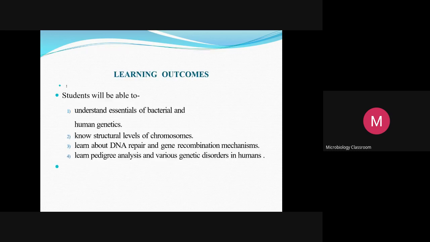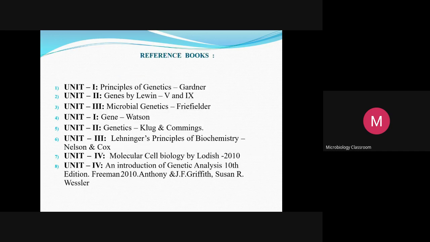Then learning outcomes: students will be able to understand the essentials of bacterial and human genetics. Students will be able to know the structural levels of the chromosome. Students will be able to learn about DNA repair and genetic recombination mechanisms. Students will be able to learn pedigree analysis and various genetic disorders in humans. Then these are the reference books.